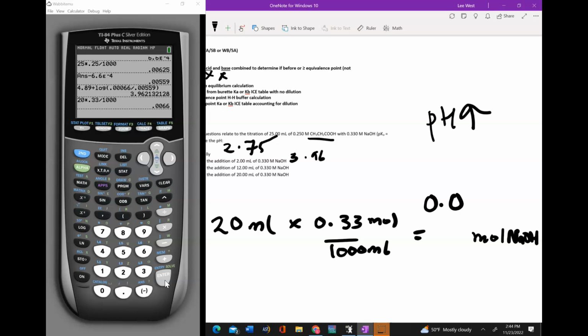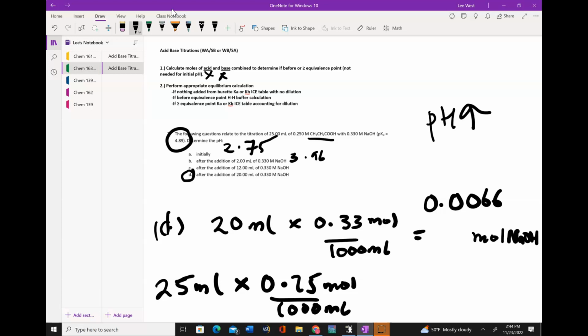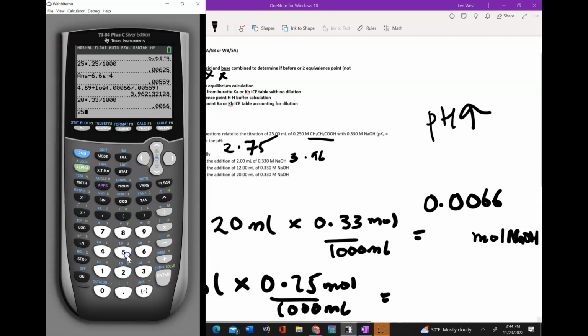Here we are, 0.0066. Hey, it's 10 times what we had before. Who'd have thunk it? We should have put a little effort in there, shouldn't we? Right? And calculate our moles of acid. Again, it's not going to change. You really don't need to keep doing this. I'm just doing it to labor the point. It's going to be exactly the same as what we got before, of course.